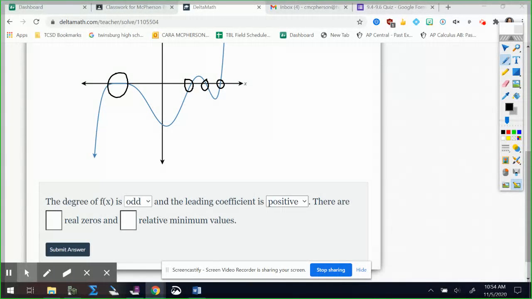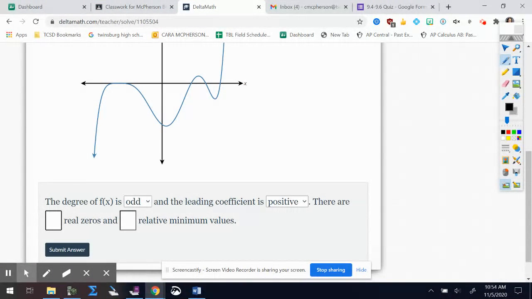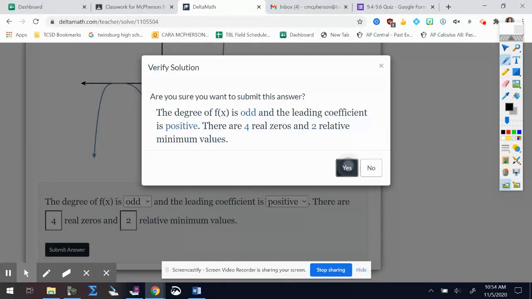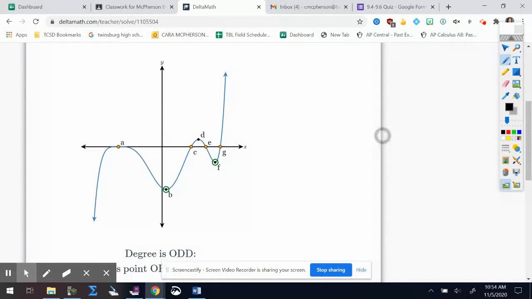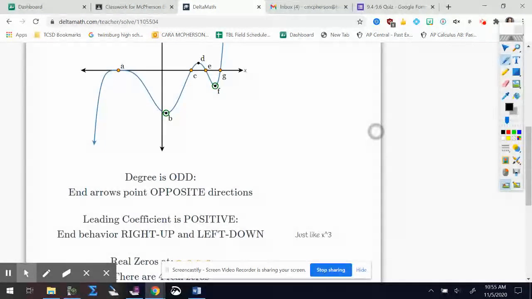Minimums. So I'm looking for any valley. So this is going to be a minimum right here because that's a low part of my graph. Think of like you're riding the roller coaster, and this is going to be a minimum. So it looks like I have 2 minimums. So let me type that in. So I've got 4 zeros. I've got 2 minimums. Awesome. And again, they show you the picture. I love that they show this picture so you can see.